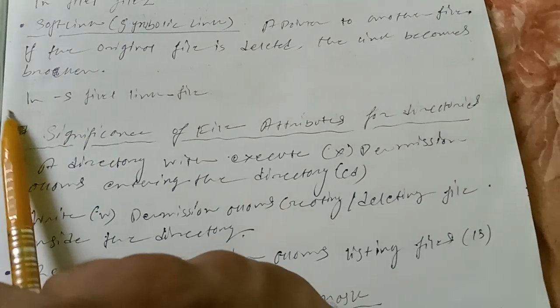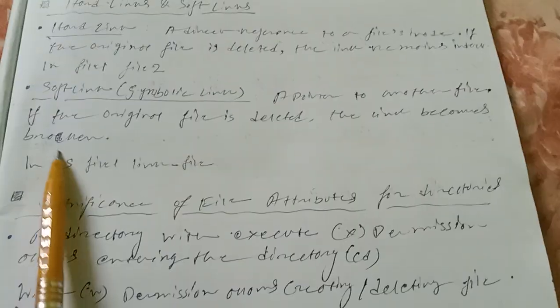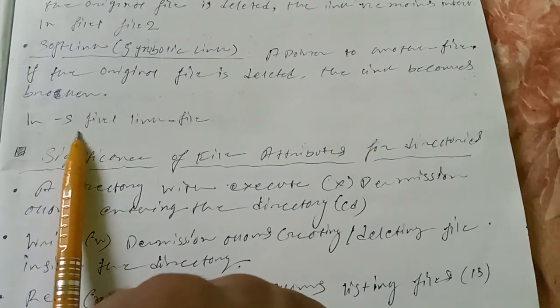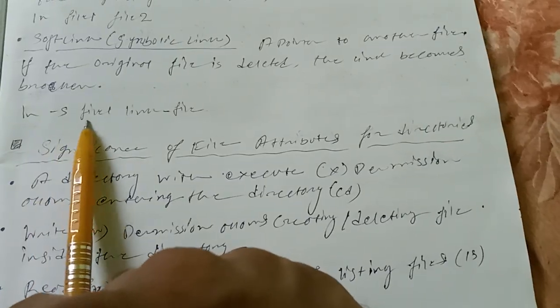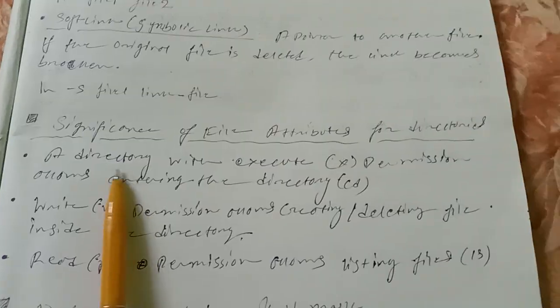And this is the ls -l, where the s means soft link. Here there was nothing, and here is the extra s, file 1 and link file. So this is hard link and soft link and their syntax.